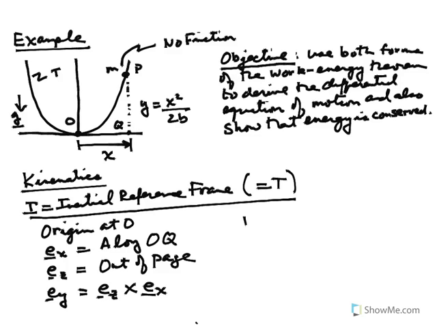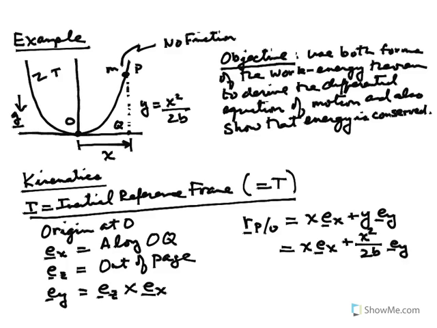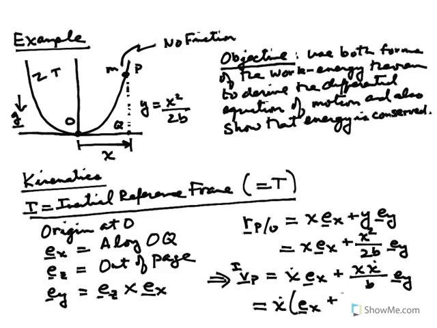Now from this, the position of point P relative to O, because O is my inertially fixed point, is going to equal X EX plus Y EY, but that's equal to X EX plus X squared over 2B EY. So therefore, the velocity of point P in the inertial frame is equal to X dot EX plus X X dot over B EY, which is equal to X dot times EX plus X over B EY.